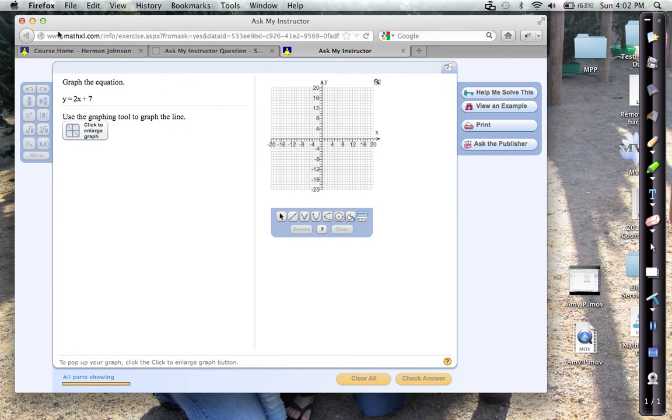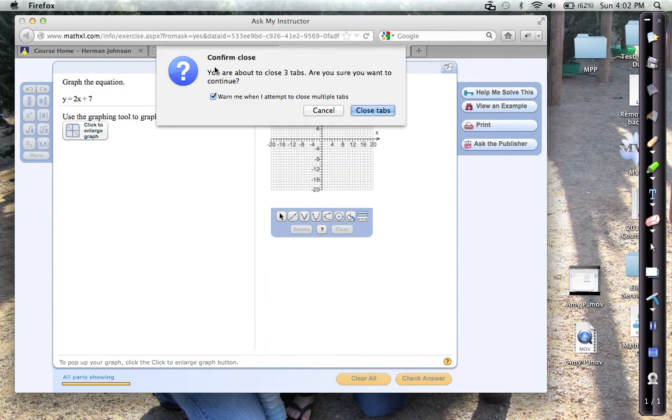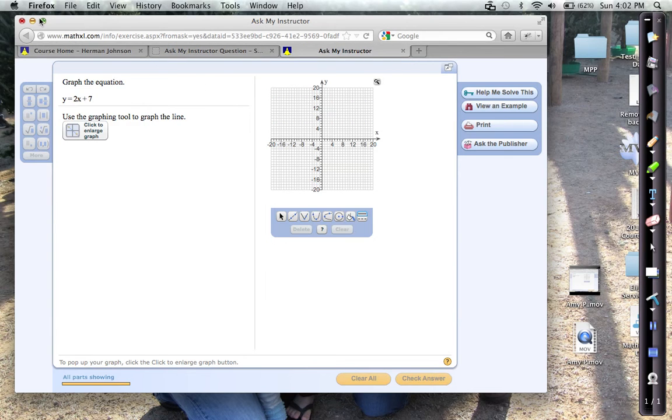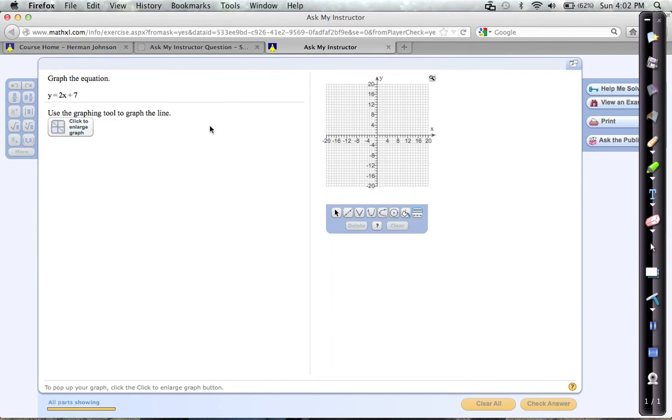So here we're asked to graph the equation y is equal to 2x plus 7. And so for this, what we want to do is use a y-intercept method.